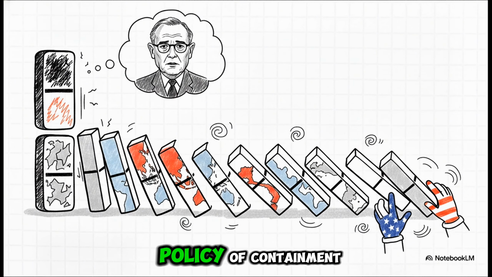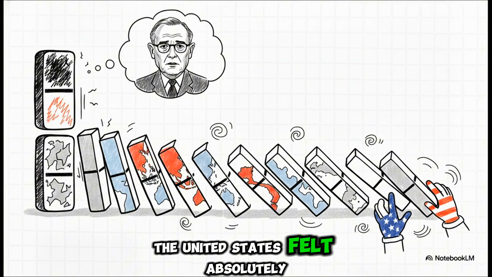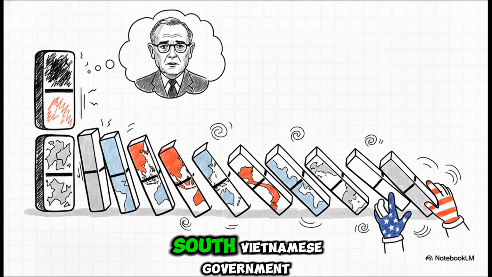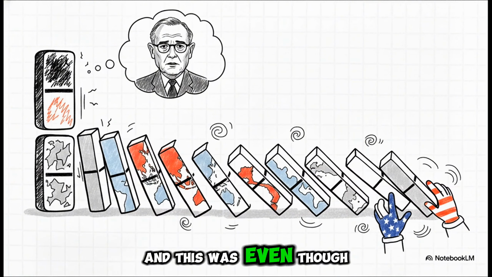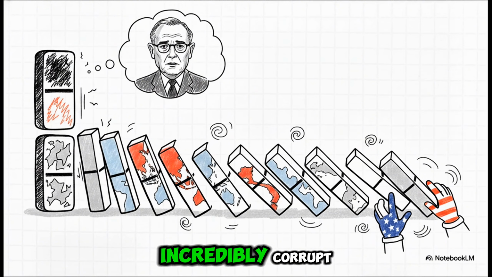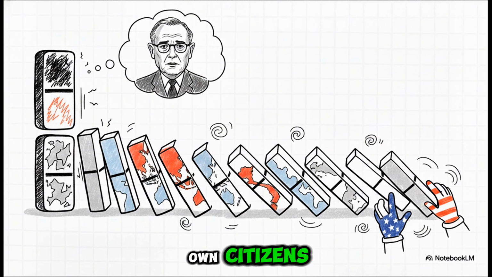Driven by this Cold War policy of containment, the United States felt absolutely obligated to prop up the South Vietnamese government. And this was even though its leaders were, frankly, incredibly corrupt and deeply unpopular with their own citizens.